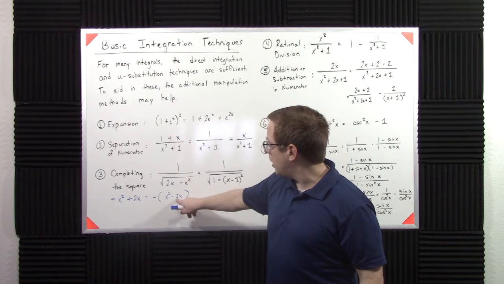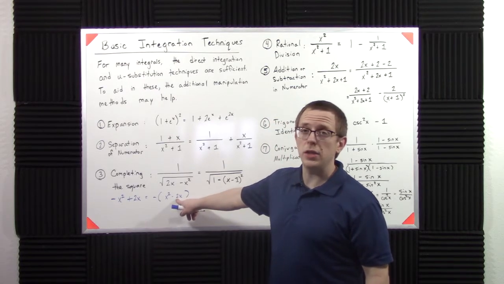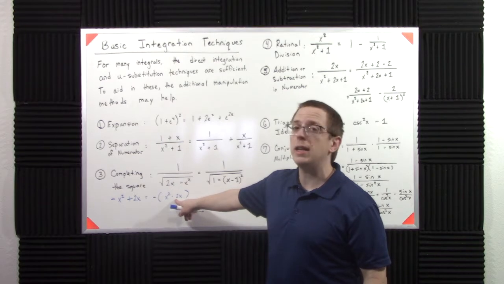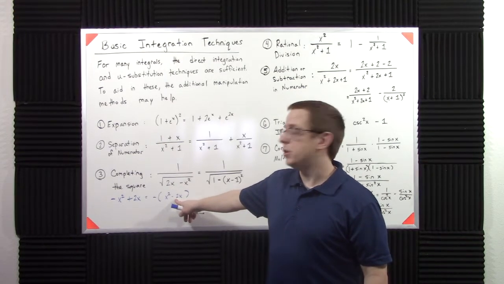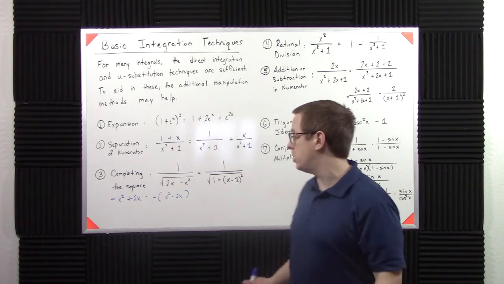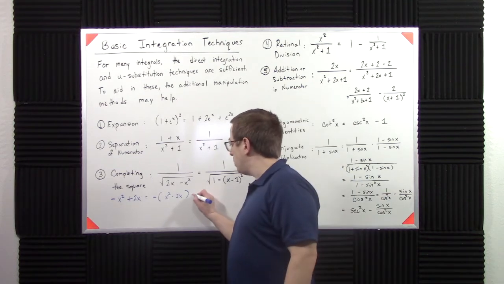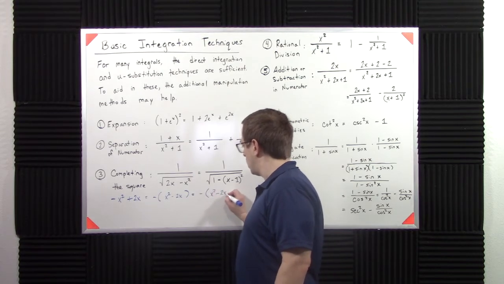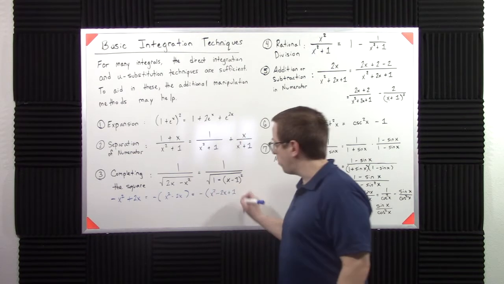Along that same line, what you do here is you take this coefficient, this negative 2, you cut it in half and square it. So you cut it in half, that gives you negative 1. Squaring it gives you positive 1. So what we're going to do is, again, we keep that here. We get a positive 1.